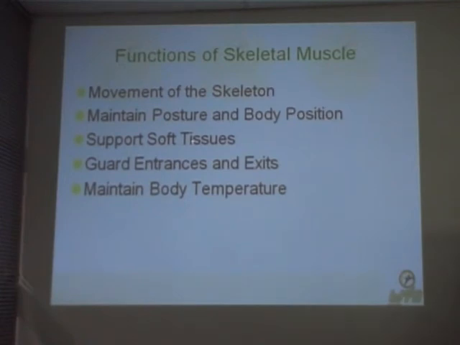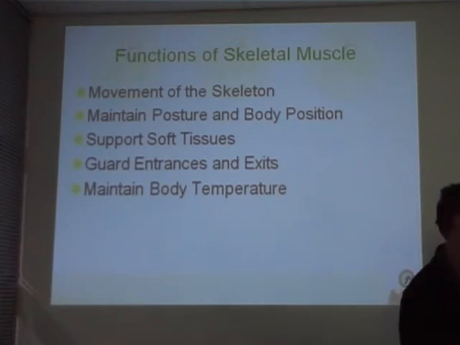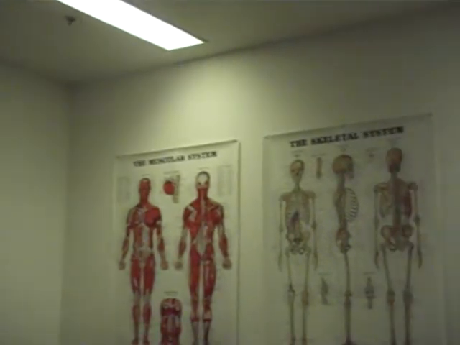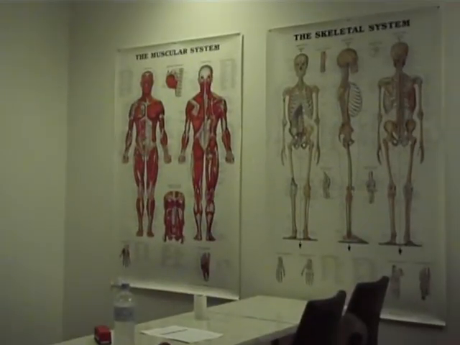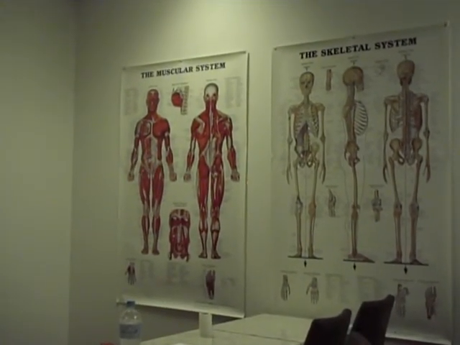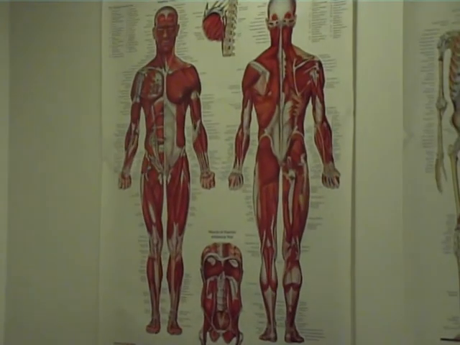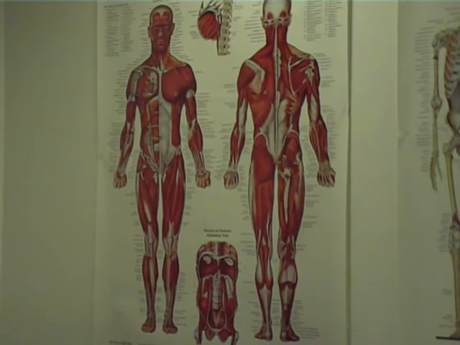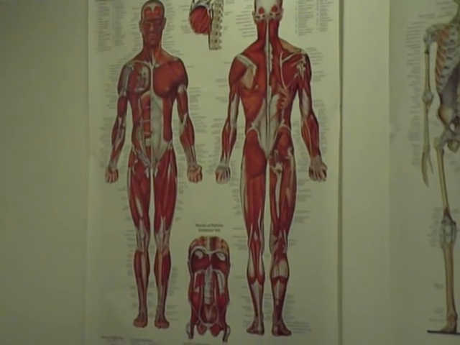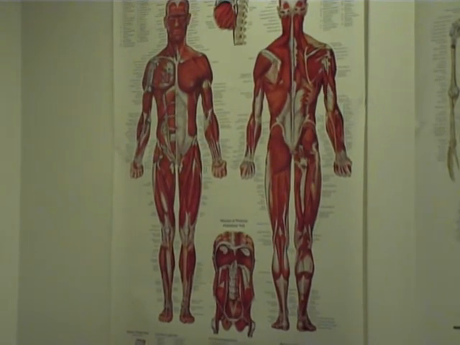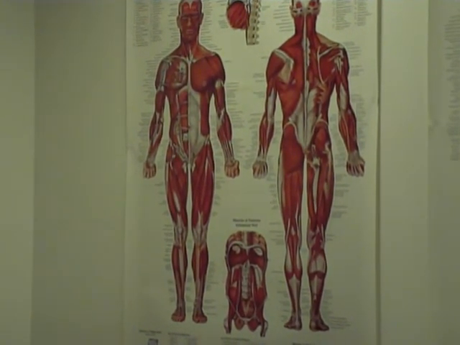It supports soft tissues. If we merge over to the left here, looking at this anatomical muscle chart, there is a muscular abdominal wall and there are no ribs here, so it allows a framework or a scaffolding in which the internal organs can sit. So it supports soft tissues.